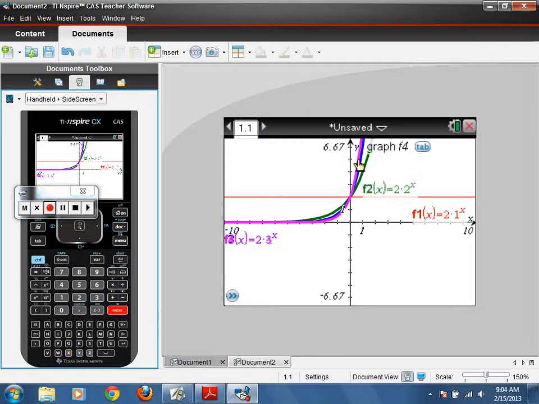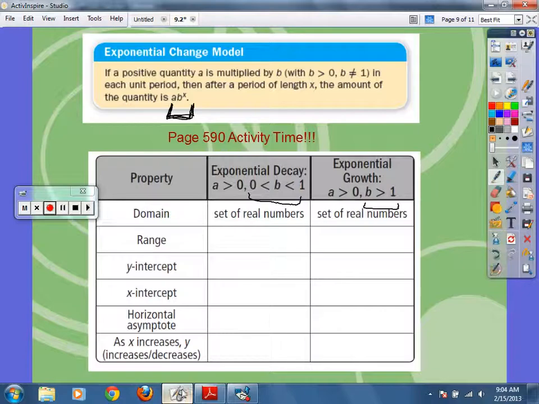Okay, what's changing is the steepness of the graph. What did I change? I changed that b value. And so what this tells me, when I go back to my notes here, is that b changes the steepness. And that's for exponential growth. But the y-intercept remained constant. That y-intercept is going to be that a value.